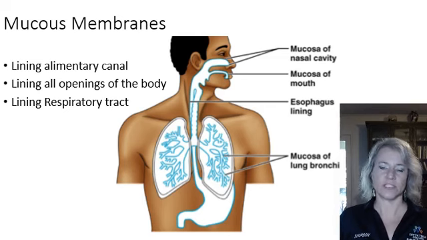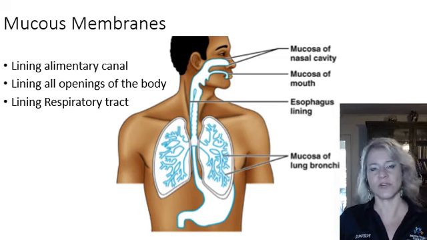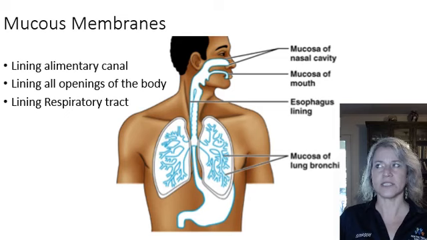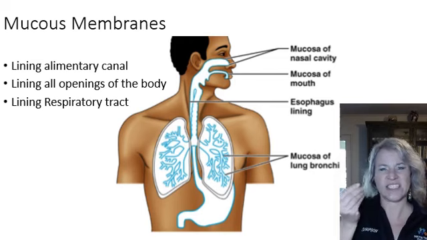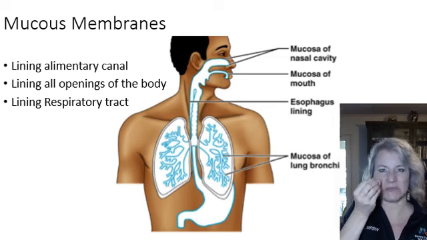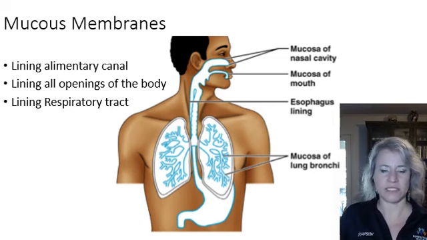Okay, so now the mucous membranes. Mucous membranes are thicker than serous membranes, and they secrete mucus instead of serous fluid. Mucus is thick and viscous. Viscous, it's like syrup. It's much thicker than water. When you're talking about viscosity, you're talking about how sticky and how thick it is. And so mucus is much more viscous than serous fluid.